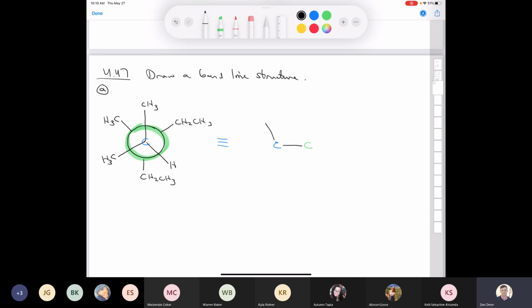So it's got 2 methyl groups and a hydrogen. What's on the carbon in green? It's got a methyl group. It's got 2 ethyl groups. So let's draw that. It's got a methyl group. Oops, let me just draw a bond line structure. It's got a methyl group and it's got 2 ethyl groups like that. So there you go. That's the skeleton of the molecule.